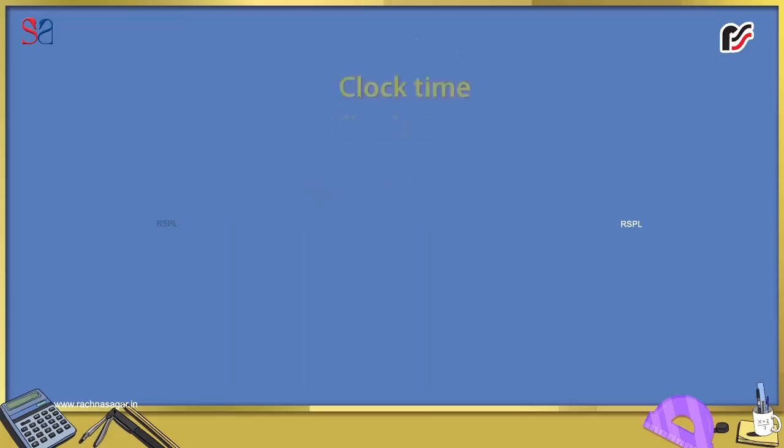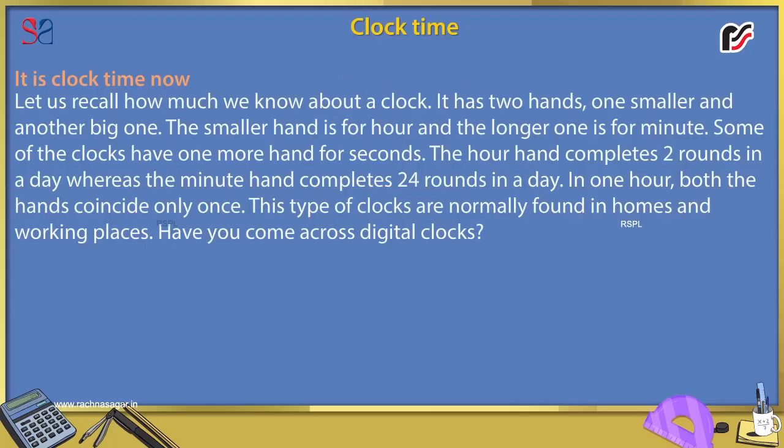Clock time. It is clock time now. Let us recall how much we know about a clock. It has two hands, one smaller and another bigger. The smaller hand is for the hour and the longer one is for the minute. Some clocks have one more hand for seconds. The hour hand completes 2 rounds in a day, whereas the minute hand completes 24 rounds in a day. In 1 hour, both hands coincide only once. This type of clock is normally found in homes and workplaces.